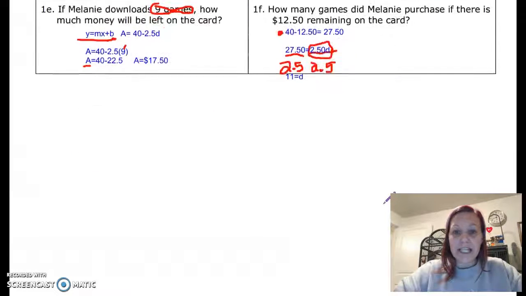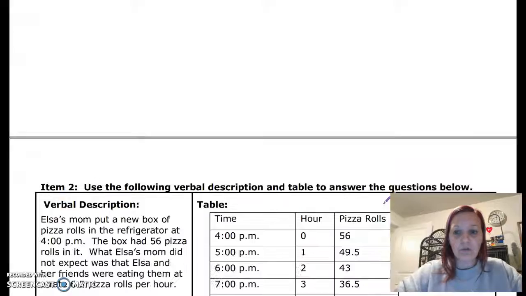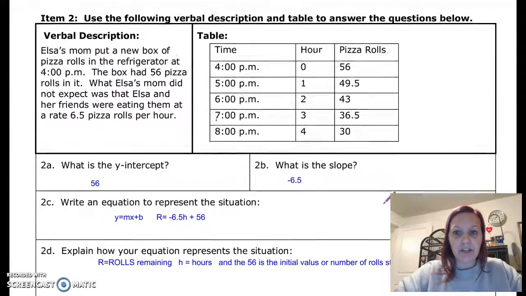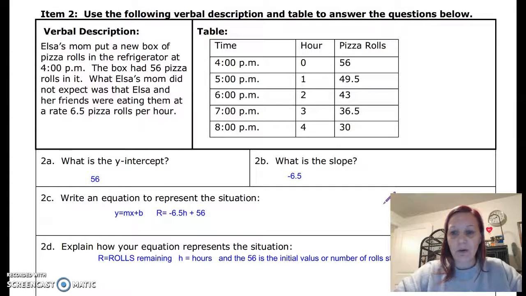Please remember at any time you can pause, rewind, check your answers against mine, make sure you figure out what went wrong if something did.